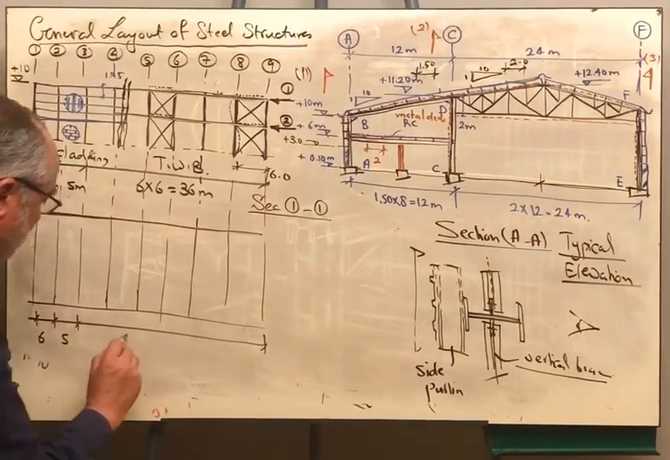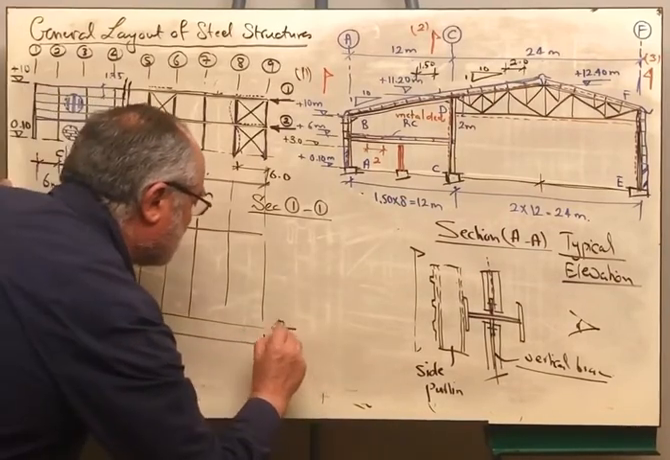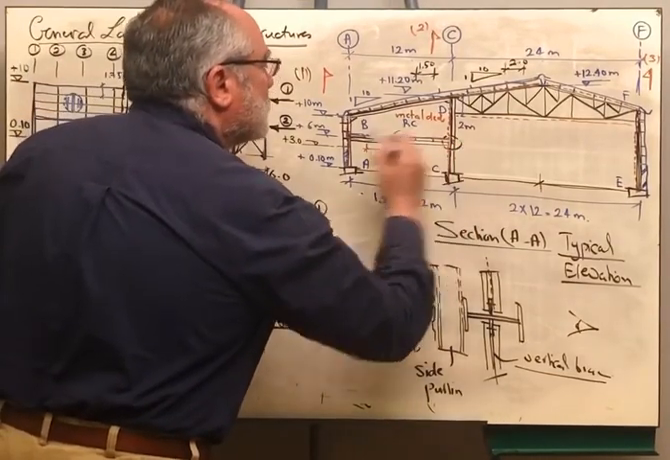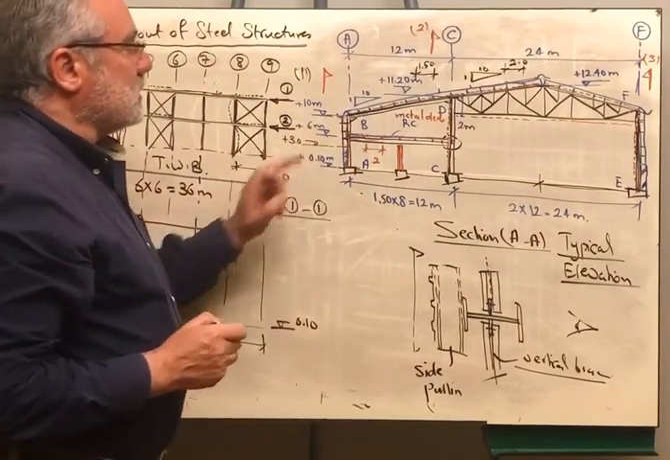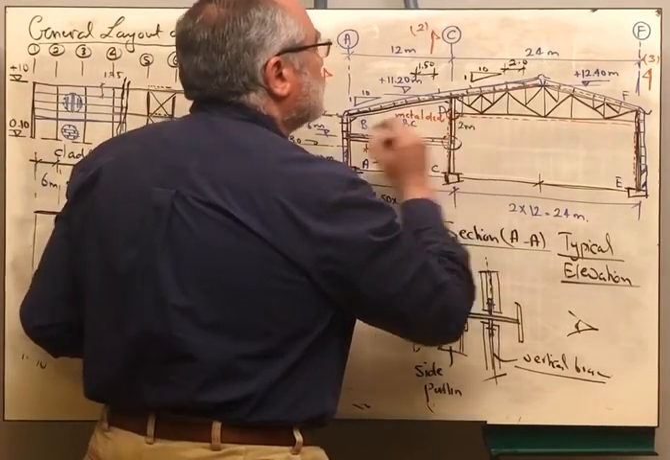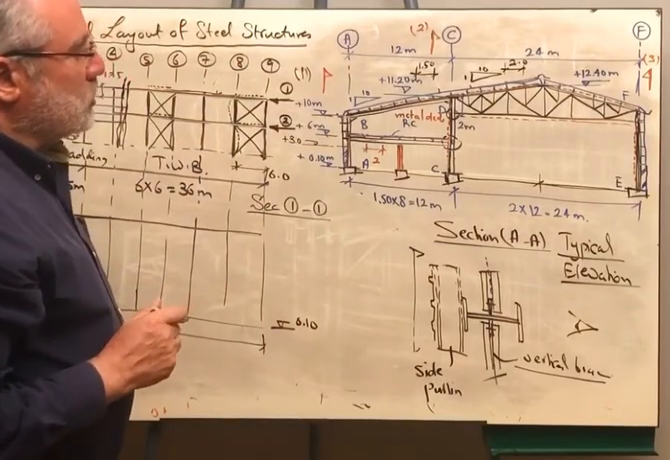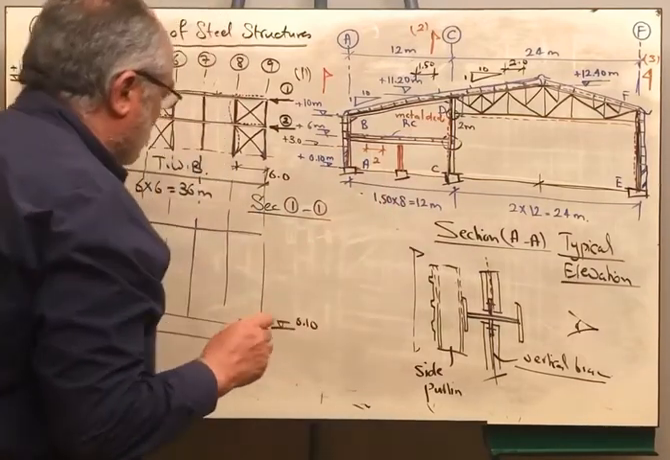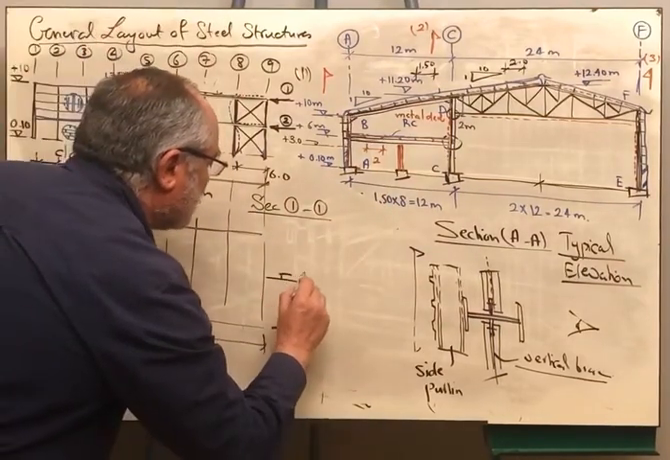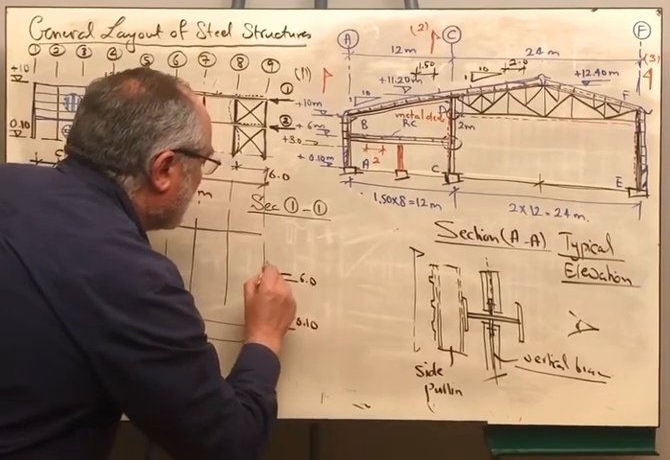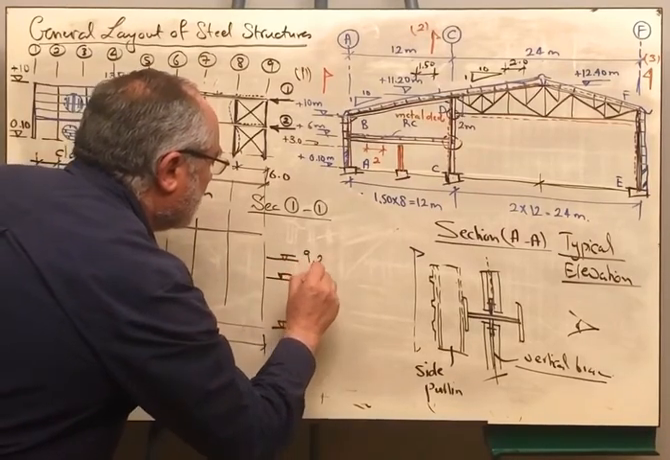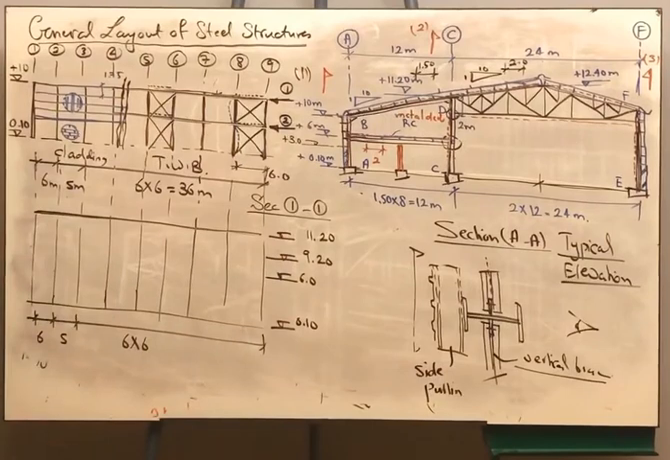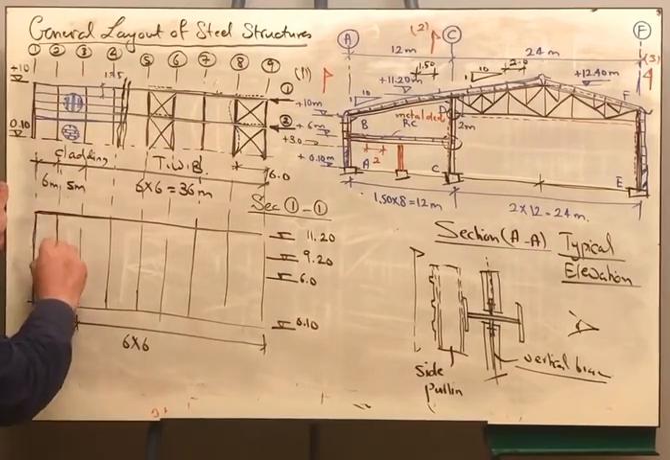This is 6 meters, this is 5 meters, and this is 6 by 6. The level here is 0.1. Take care that this column is connected to the beam, which is at level 6, and then is connected to the bottom chord, which is at a level of 9.2 and 11.2. So we are having level 6 and we are having level 9.2 and level 11.2. Okay, and these are the columns.